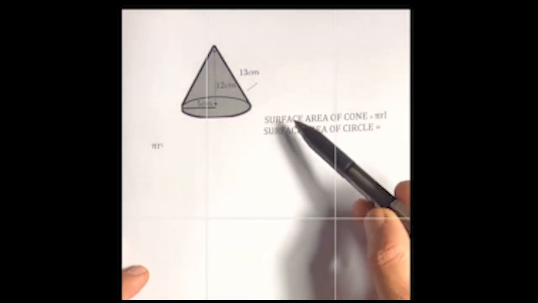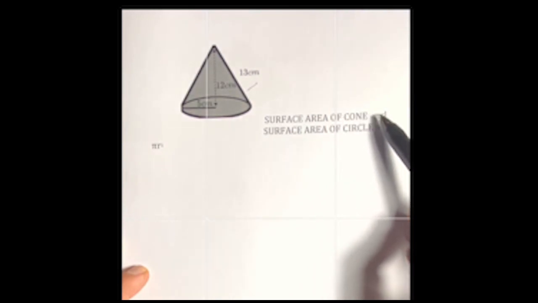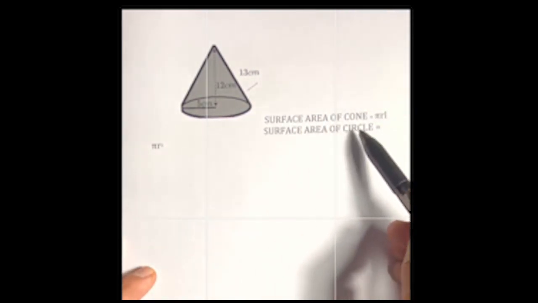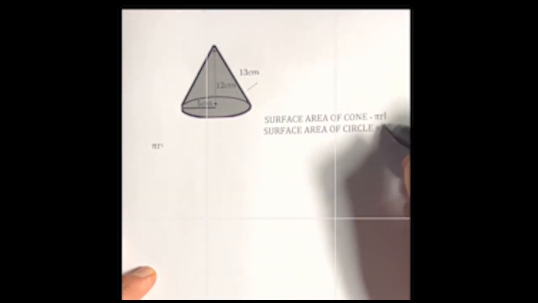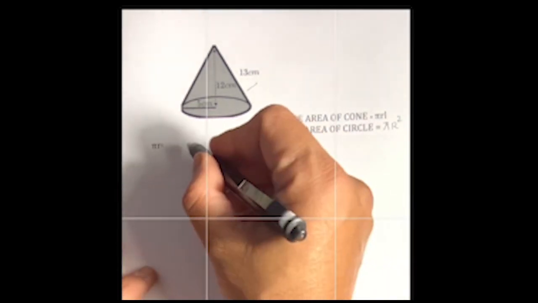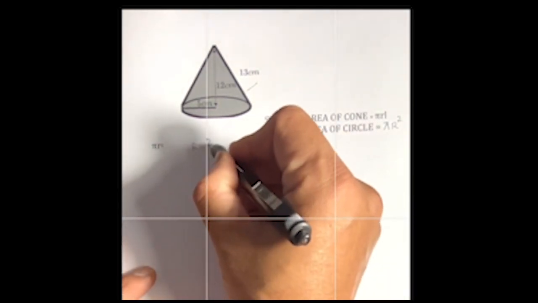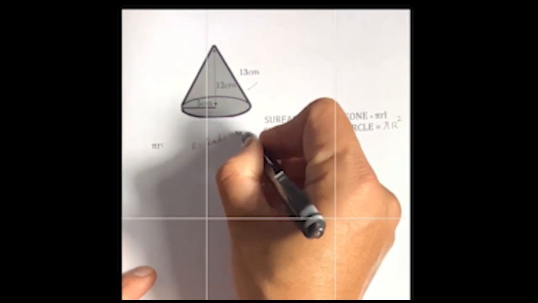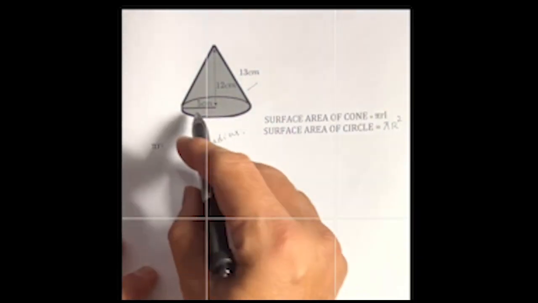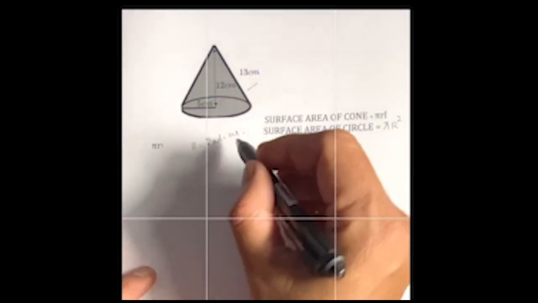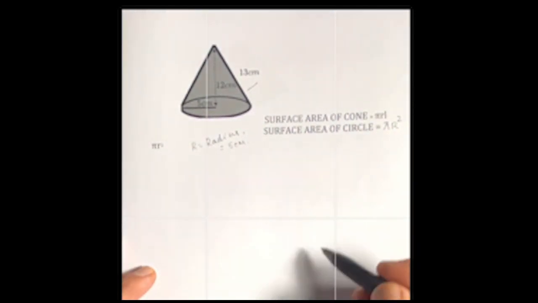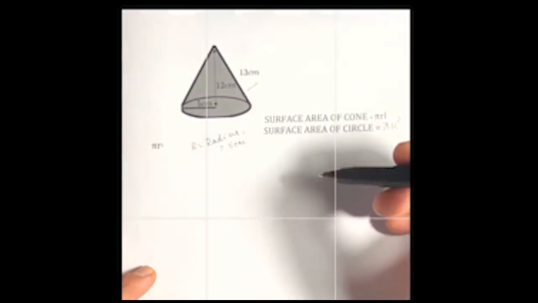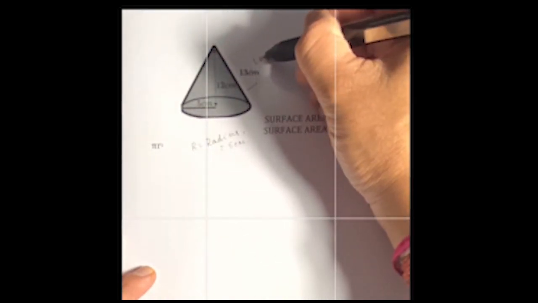So we know that the surface area of the cone is pi r l, and the surface area of the circle is pi r square. What is r here? r is the radius here. So which one is the radius? We can see this is the radius, which is 5 centimeter. Now what is the 13 centimeter? 13 centimeter is the length.